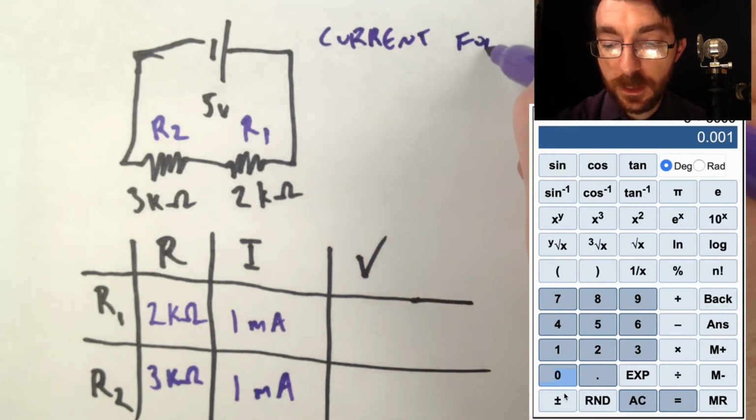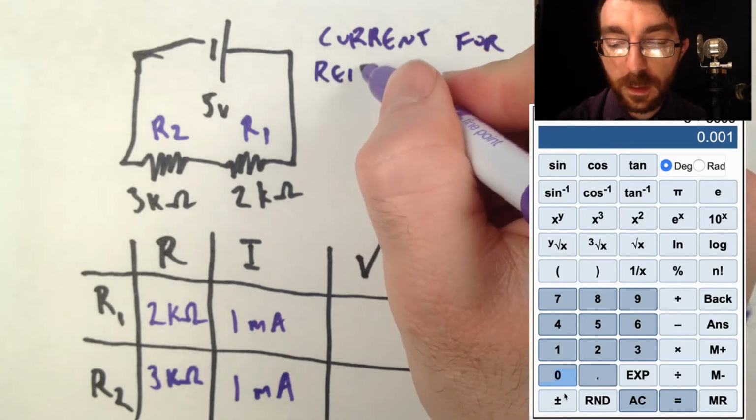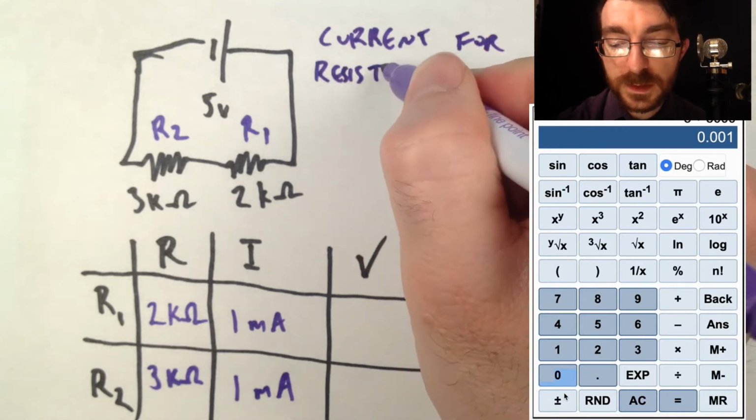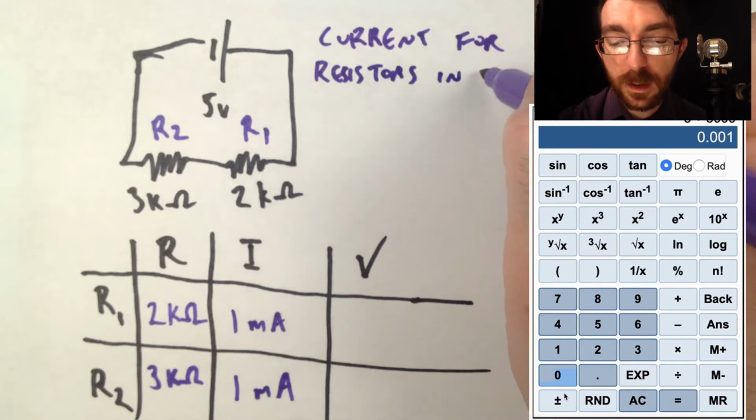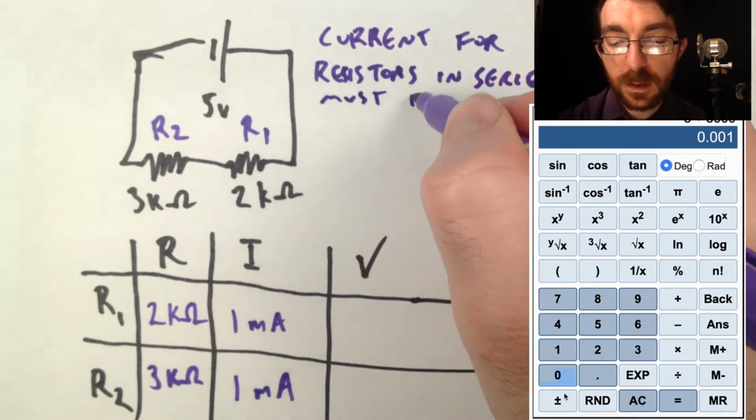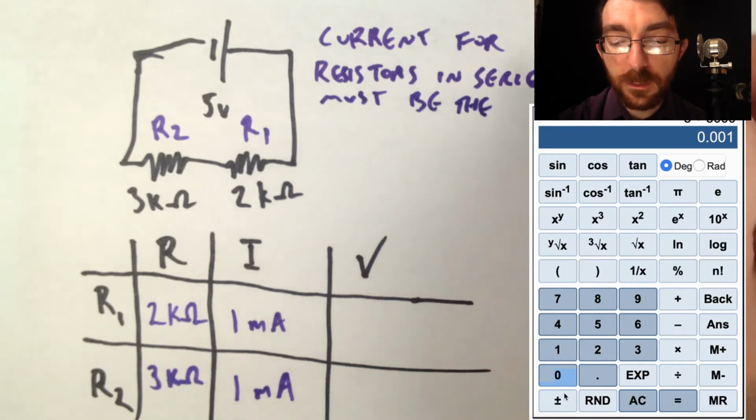Current for resistors in series must be the same.